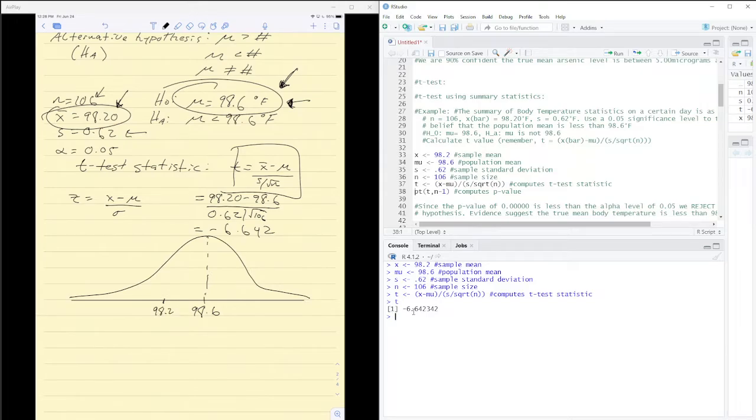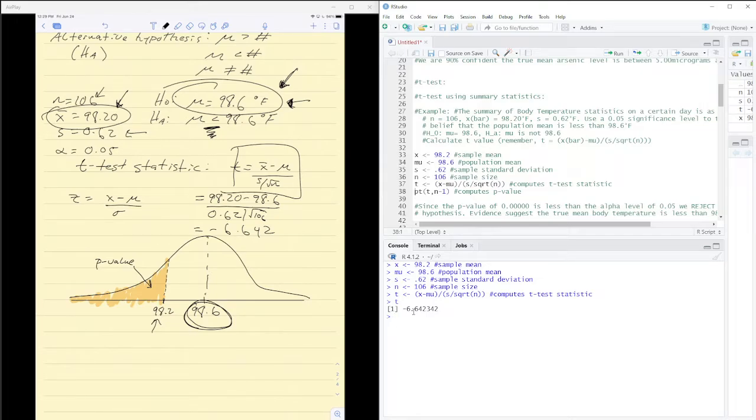What we're doing is, since this is a less than, we're looking at everything less than 98.2. And what we want to do is find this probability. We want to find this proportion. And that value is called a p-value. So what this p-value is, it's the probability that we are less than 98.2, assuming that the distribution has a mean of 98.6. Right?